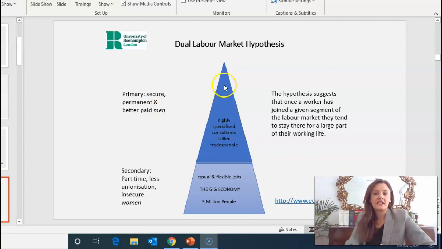And then you have the specialized or skilled jobs where they're a lot more secure, permanent. They tend to be more men, and so this is just the dual labor market hypothesis that just basically has divided people into these two groups, and they've found that once a person gets into one segment of the market or the other, they tend to stay there for a large part of their working life. And if the security is so much less in the gig economy or for casual workers, or their rights are much less, and it's difficult for them to move up, then it's something as an employment lawyer that you have to recognize and understand as a potential issue.